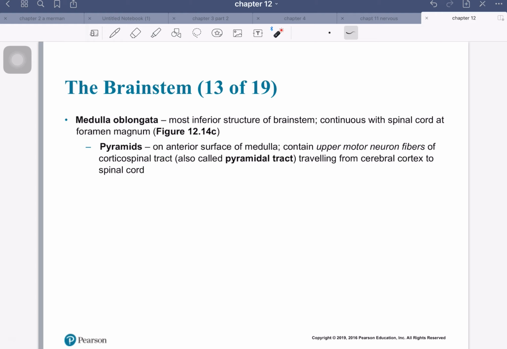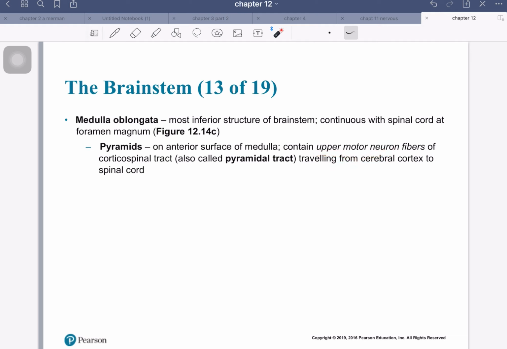And then we get into the medulla oblongata. It's the most inferior structure in the brainstem, and as I said before, it really is a bit of a transition between the spinal cord and the higher brain centers. So on the anterior surface, we have these things called pyramids. They're basically these elongated enlargements that we see. And they contain upper motor neurons.